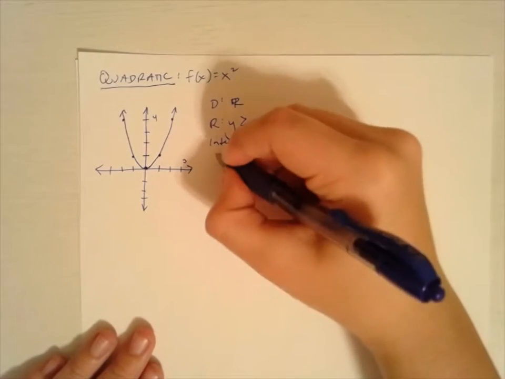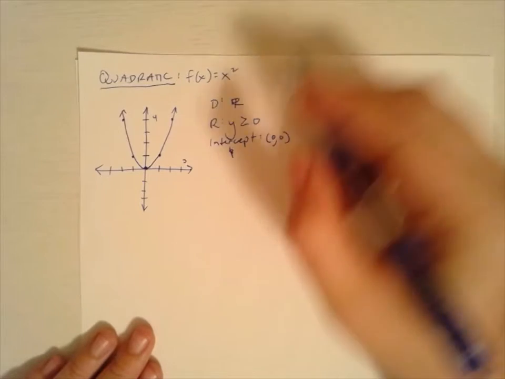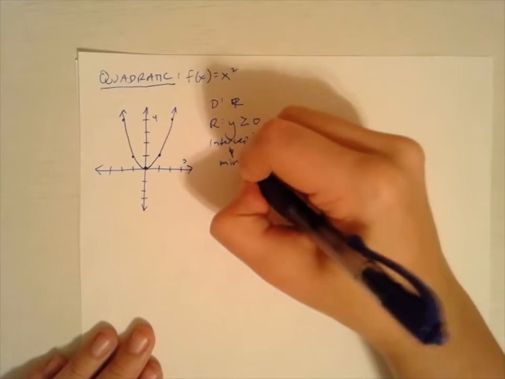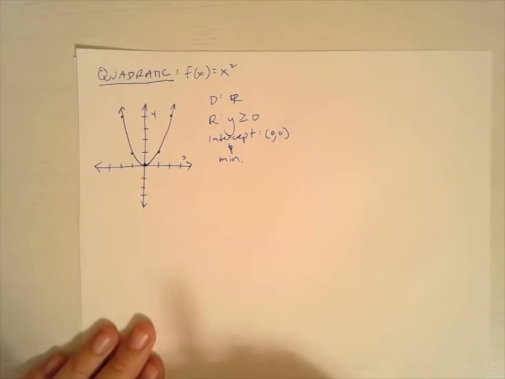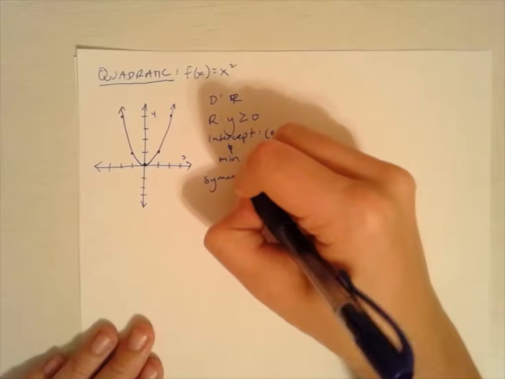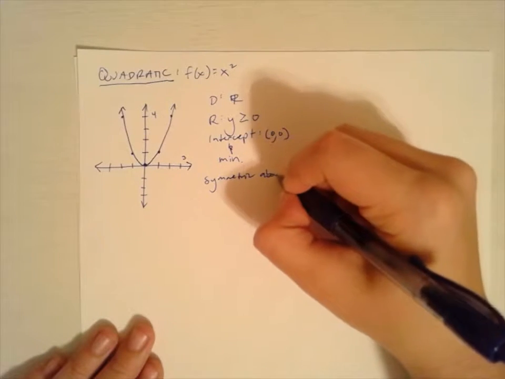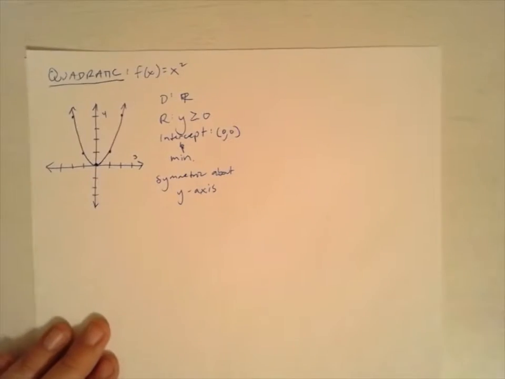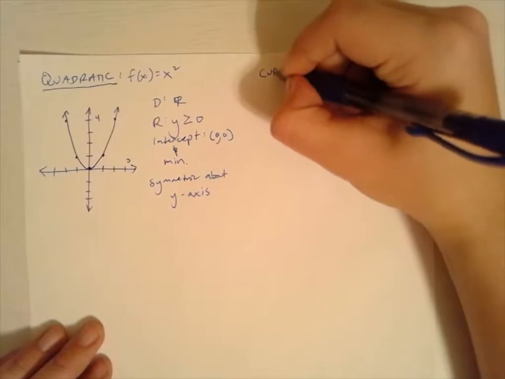And it's also important to understand that this is an intercept and a minimum right here. And we should also identify that this is symmetric about the y-axis.